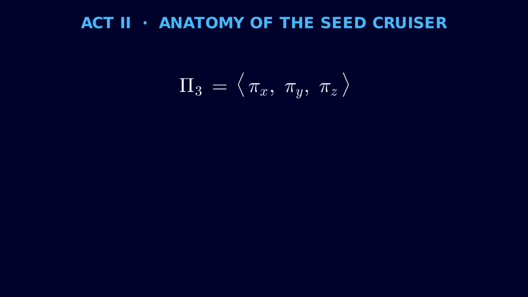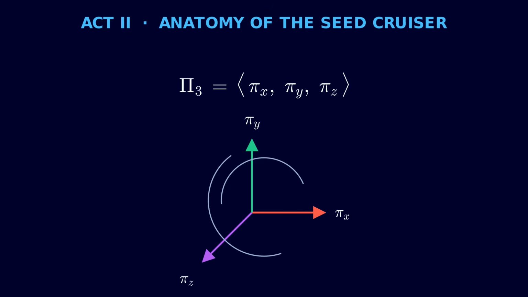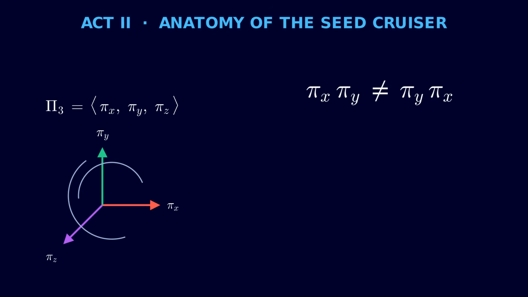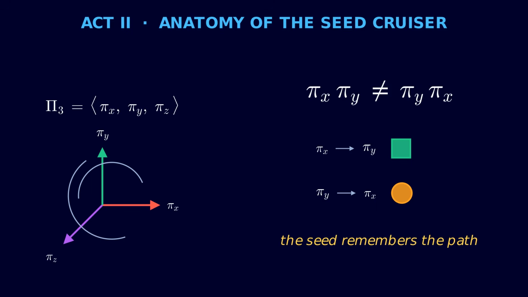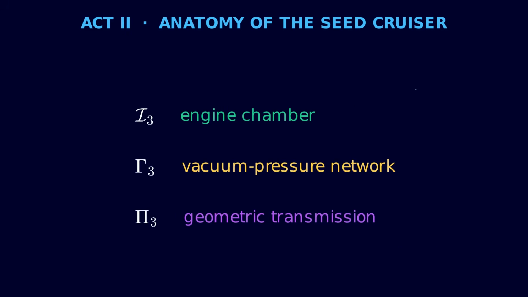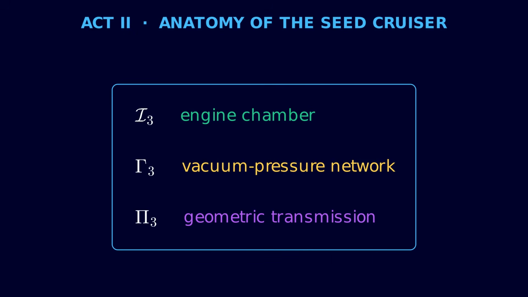The third component is a finite symmetry group, pi3, generated by 3/4 turn operations, pi x, pi y, and pi z. Each generator rearranges the internal geometry of the seed, repositioning the 4 sheets relative to the seam network. And crucially, the group is noncommutative. Pi x followed by pi y is not the same as pi y followed by pi x. The seed remembers the path taken through its configuration space. So here is the full anatomy of the cruiser. The body is the engine chamber. The seam graph is the vacuum pressure network, and the symmetry group is a geometric transmission.